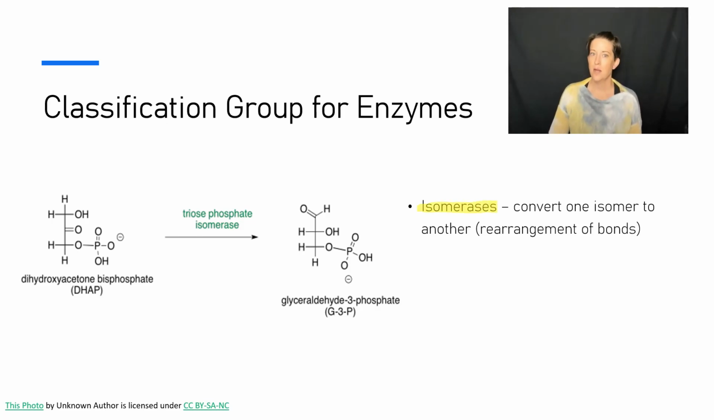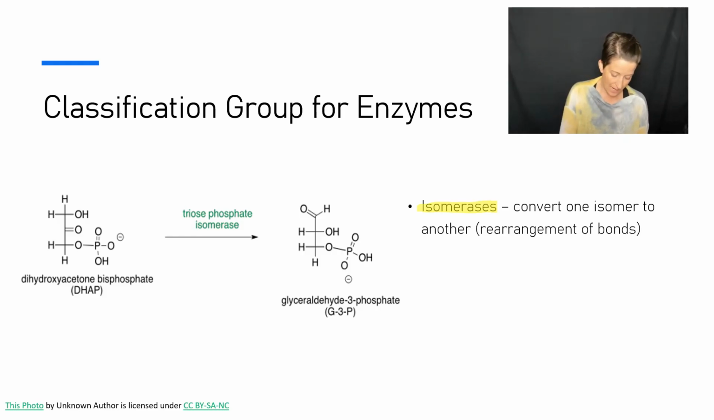I bet you cannot guess what this does. I gave it to you. So it's an enzyme that allows for an isomer to form. Remember, isomers have the same molecular formula, just different rearrangement of the atoms. Whether it is a constitutional isomer or a stereoisomer, it does not matter. They work with all of those categories.